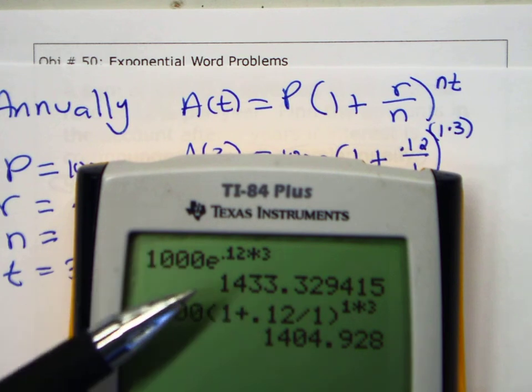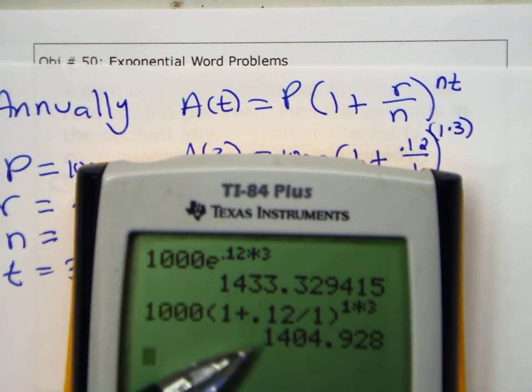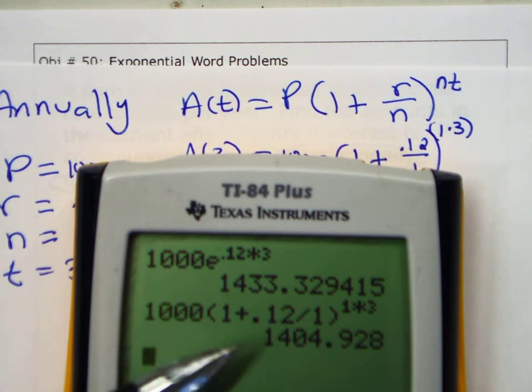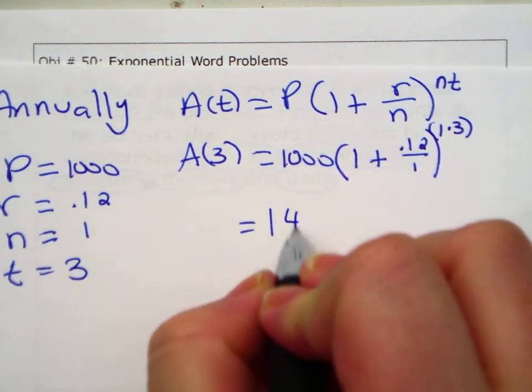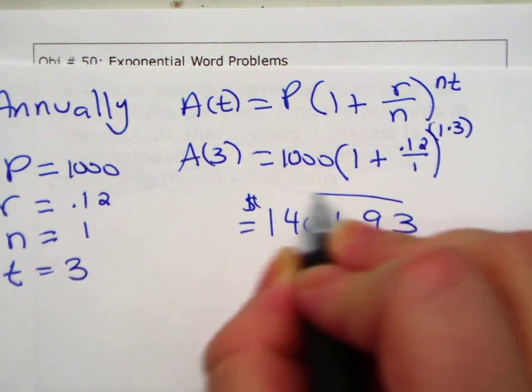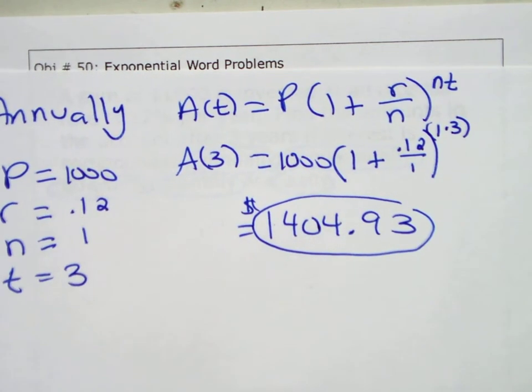1404. Now notice this was our continuous. It's the same problem, look at the difference. 1404 versus 1433, so you get a lot less when it's annually. It's 1404.93. So that's our annually problem.